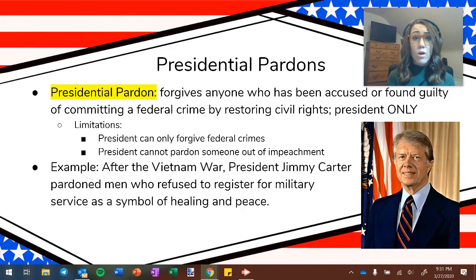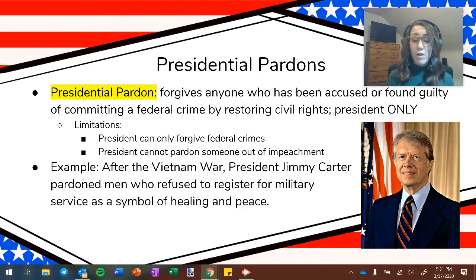The veterans from that war are still being very much mistreated in many ways because of just the controversial nature of this war. But to try and bring back some morale, President Jimmy Carter pardoned any men who were arrested because they refused to register for the military service during that war. So basically, he was just trying to do that as a symbol of healing and of peace to move on from such a devastating time in our history.